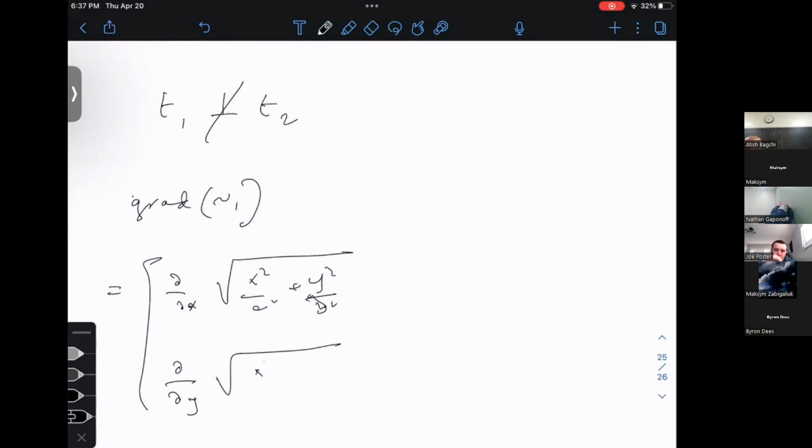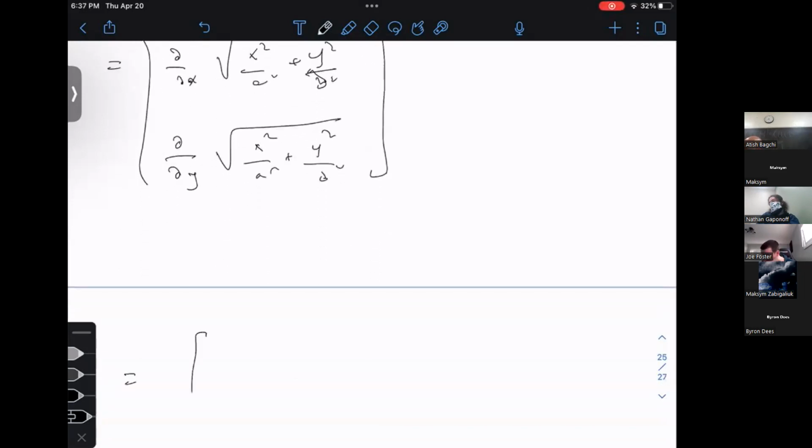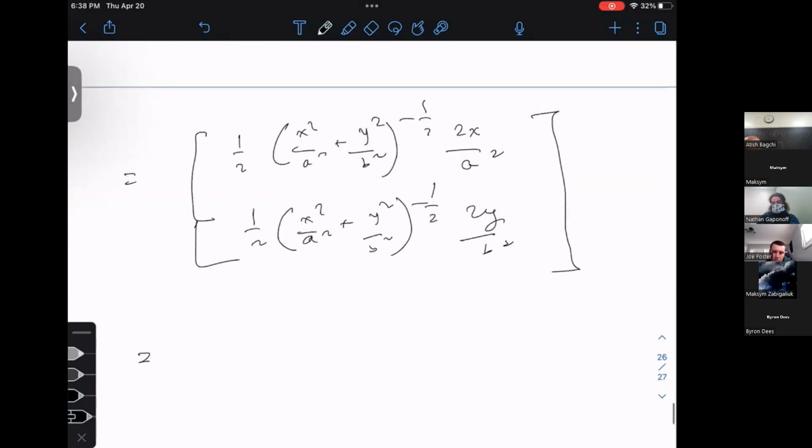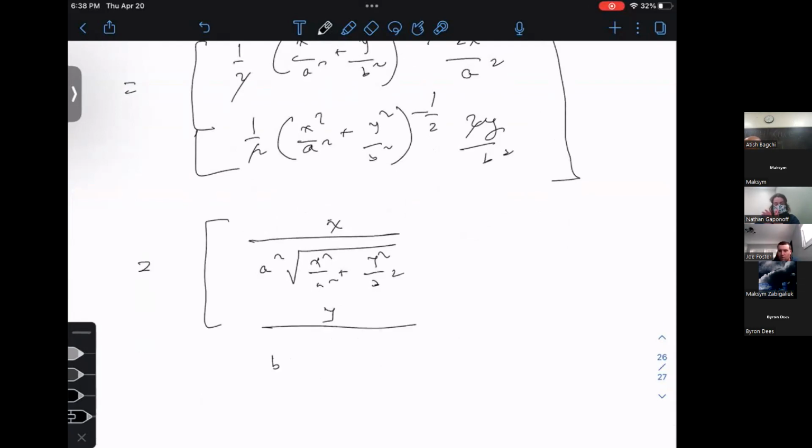Del y of the square root of x squared over a squared plus y squared over b squared. That calculation, well, I will do just a part of it. This is half of x squared over a squared plus y squared over b squared to the minus half, times 2x over a squared. And this is equal to half of x squared over a squared plus y squared over b squared to the minus half, times 2y over b squared. So this is equal to x over a squared square root of x squared over a squared plus y squared over b squared. The 2's cancel. And y over b squared square root of x squared over a squared plus y squared over b squared.